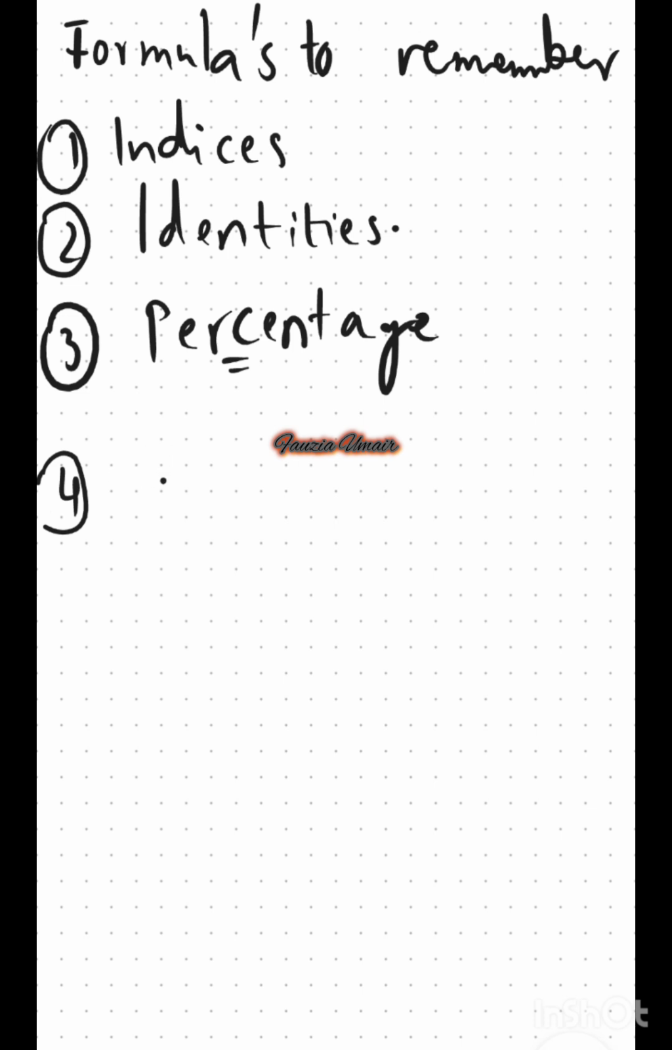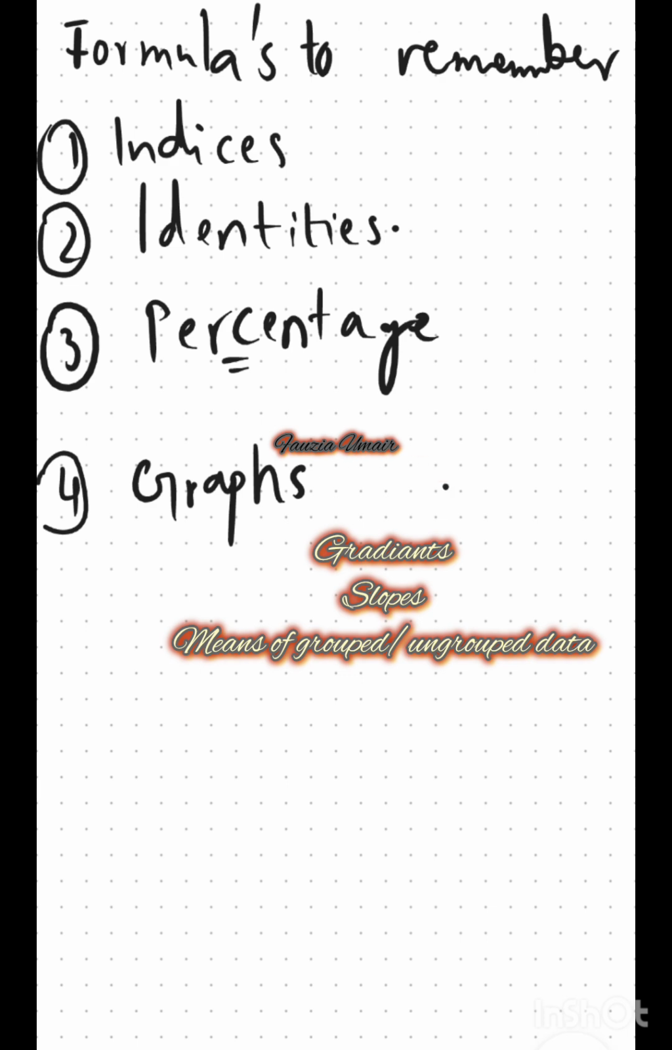So the next one is the topic of graphs. In graphs there are many formulas also. Like there are gradients, you should know how to find them. Slopes are there. Then the mean of grouped and ungrouped data, there is a proper formula and method for that. You need to memorize those also. Then the last one I can think of is the formulas of 2D shapes.